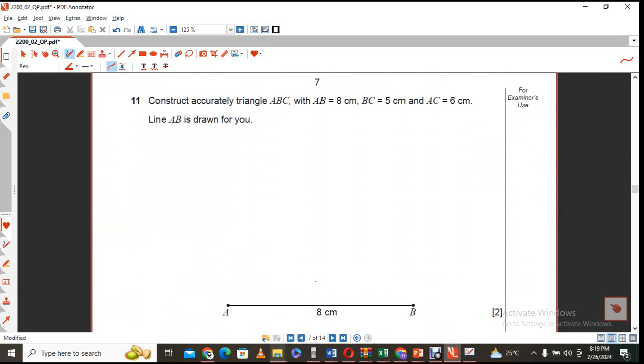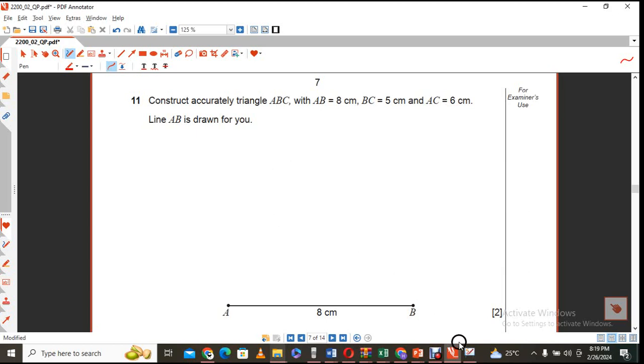Question 11. We are supposed to construct accurately triangle ABC with AB equal to 8 centimeters, and that has been drawn already for you. And BC is 5 and AC is 6. So what you're going to do is use a compass, and open the compass at B, radius of 5 centimeters. You're going to draw that arc there, and then at A, 6, an arc there, and where they meet, essentially that will be your triangle.